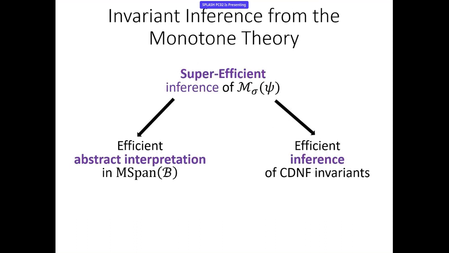So overall, I talked about how, based on and inspired by developments in the monotone theory, originally work in exact concept learning by Bshouty, we have obtained two algorithms with efficient complexity guarantees, one for inferring invariants of rich and complex syntactic forms in the context of interpolation-based invariant inference, and the other for abstract interpretation in a domain that has previously been used for studying property-directed reachability. Thank you.